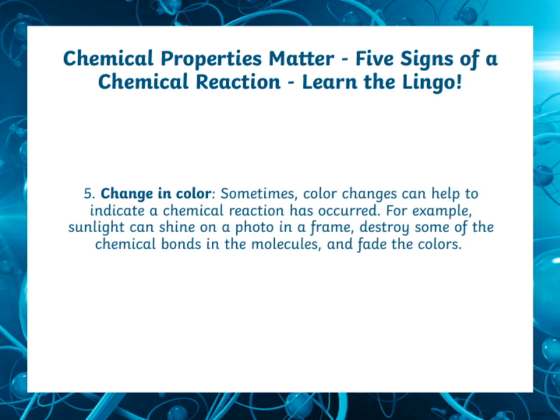Sometimes, a change in color is a clear sign that a chemical reaction has taken place. Imagine sunlight hitting a photo in a frame. The energy breaks down some of the chemical bonds in the molecules. The result? The colors start to fade. This fading isn't just wear and tear, it's a chemical change happening right before our eyes. Color shifts like this tell us that the substances involved have transformed in a meaningful way.